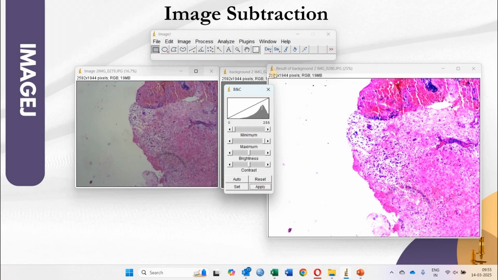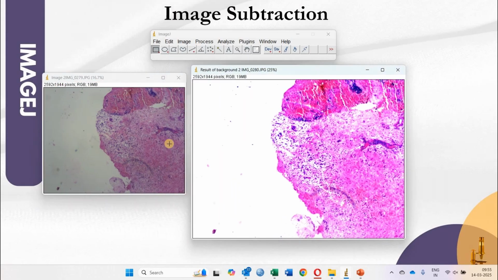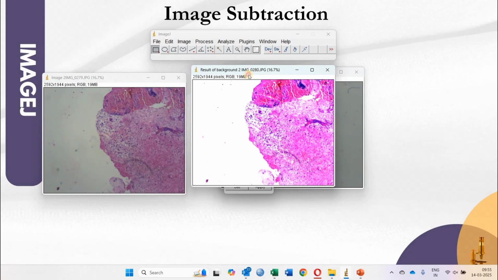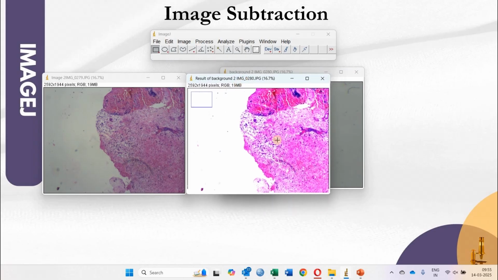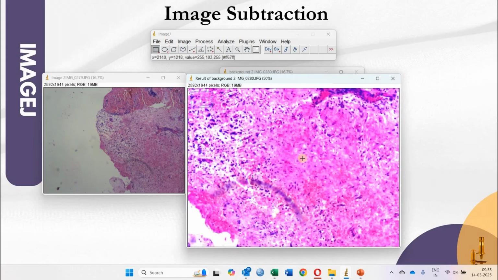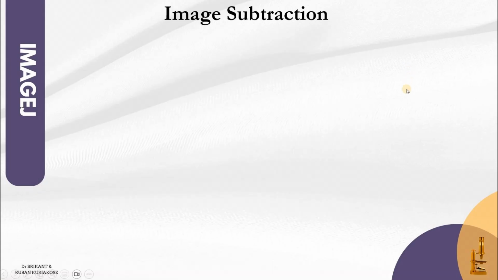Once you apply it, you can save this image as a JPEG or something. And you can see the difference between the two images. So let me align it. You can see the two images before and after subtraction. Definitely the contrast is better. The clarity is better. You can see the cells more vivid in this. So you can use this for many purposes. So that's it about image subtraction.